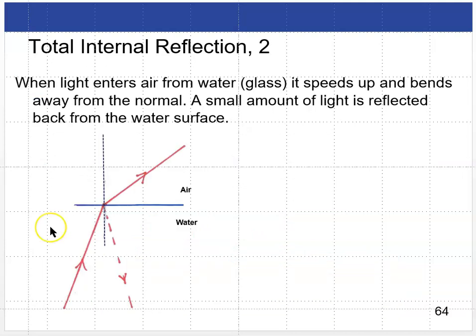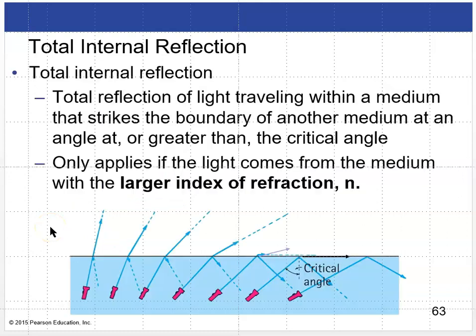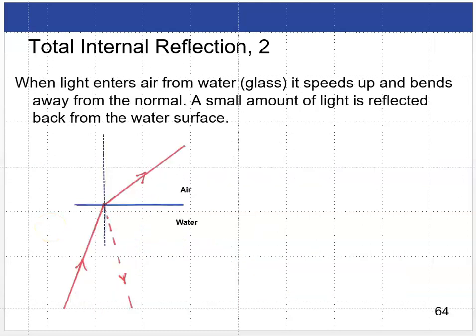So here we go. We're shining a flashlight. We're in here somewhere, right about here. We're shining a flashlight up from water into air. And when light enters the air, it speeds up because the index of refraction is lower. It speeds up, and then it bends away from the normal. Fast light is away from the normal. Slow light is closer to normal.